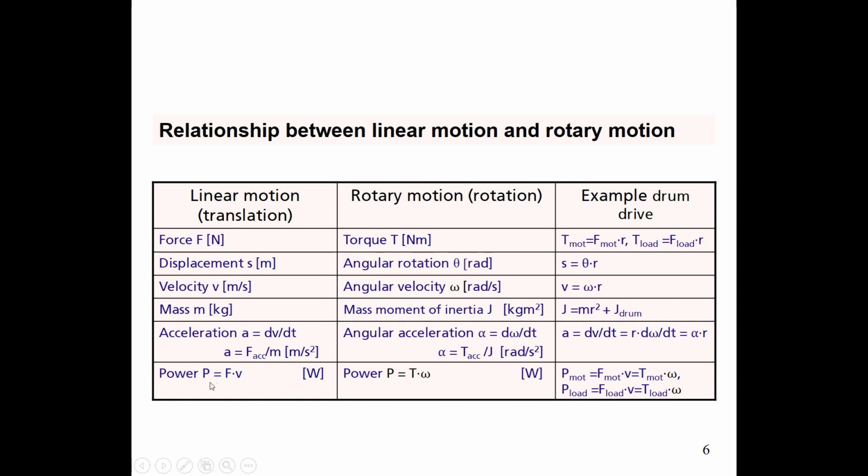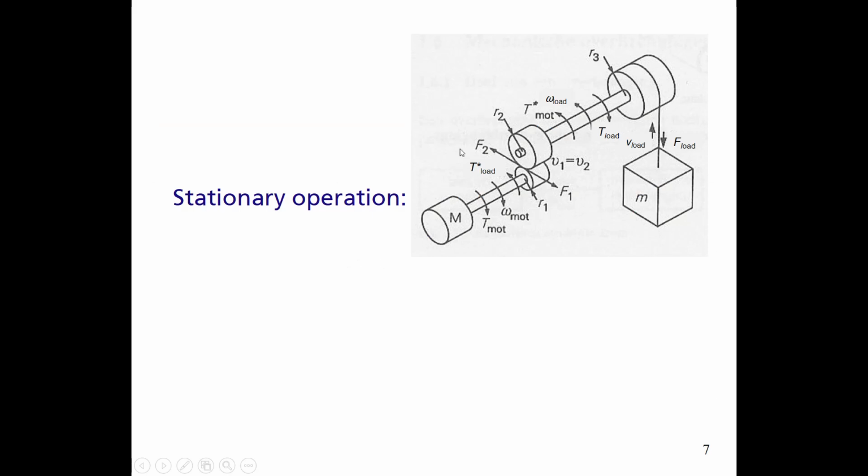And of course, the power in a linear system is F, the force, times V, the speed, and in a rotating system, the power is equal to T, the torque, times omega, the angular velocity. Well, when the speed of this part of the presentation went too fast, please look to the appropriate video in this channel. Now let's consider this picture.